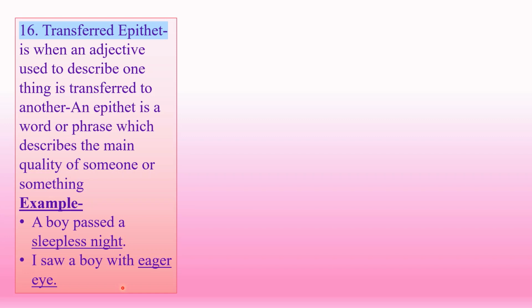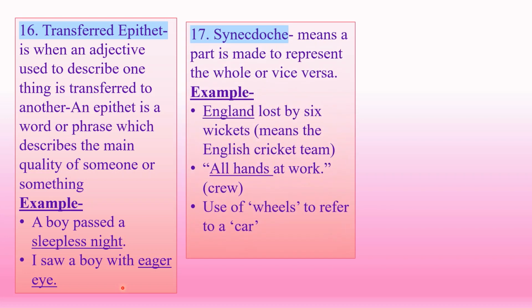Moving on to the next figure of speech, synecdoche. Synecdoche means a part is made to represent the whole or vice versa. A part can be represented for whole or whole can be represented as part. For example, see the first sentence, England lost by 6 wickets. Here the word England means English cricket team. The whole is represented for the part.